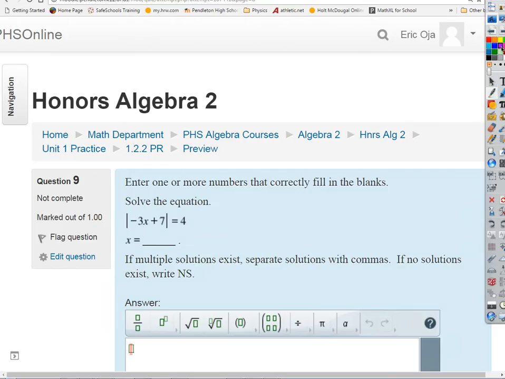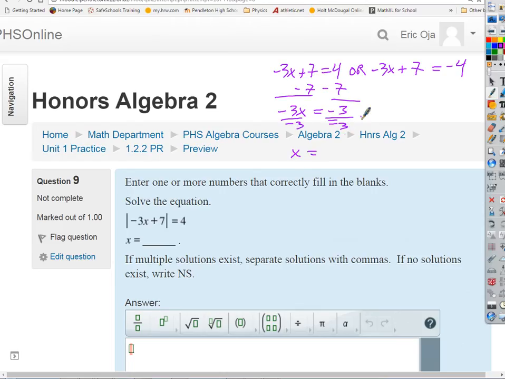Another example, absolute value bars are already by themselves, and so we've got, let's go up top here, whatever's inside, negative 3x plus 7 either equals 4 or negative 4. So just subtract 7. We get there negative 3. So we get x equals, if I divide both sides by negative 3, we get 1.